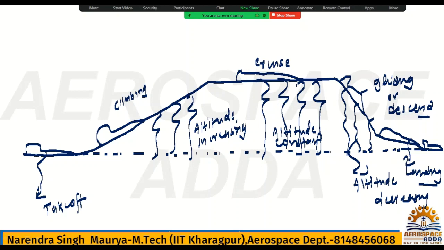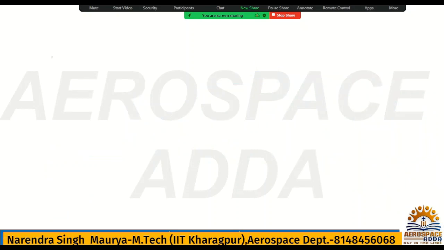So in this climbing, first we'll start climbing. Okay, this is very important. Why am I saying important? Because many times questions have been asked based on the climbing operation. They will ask, what is the climbing rate? What is the time taken to climb from this altitude to this altitude? The question will be made like this. So this is very important.